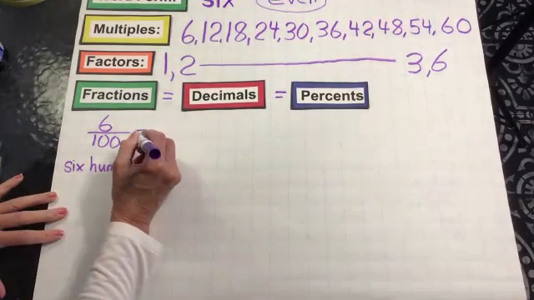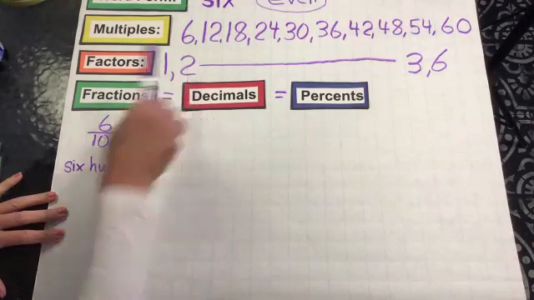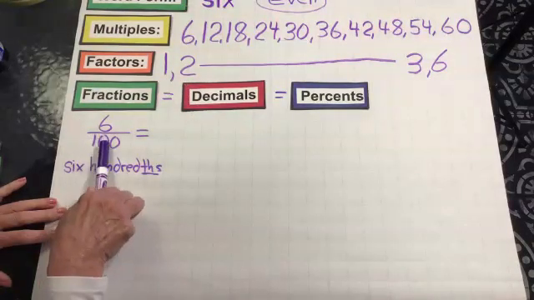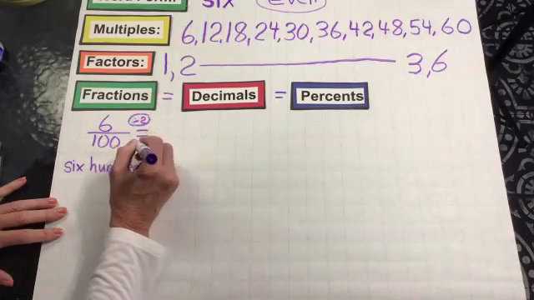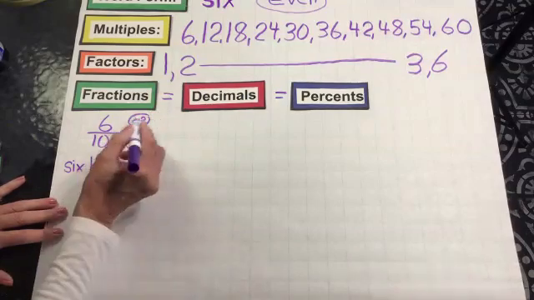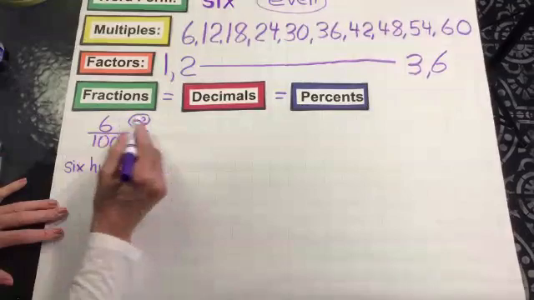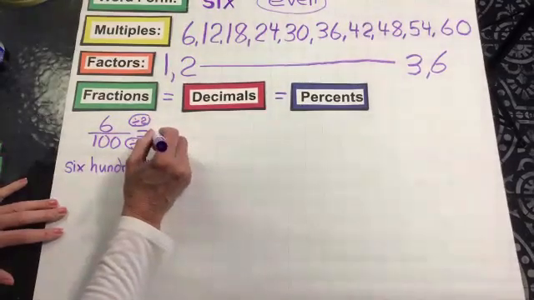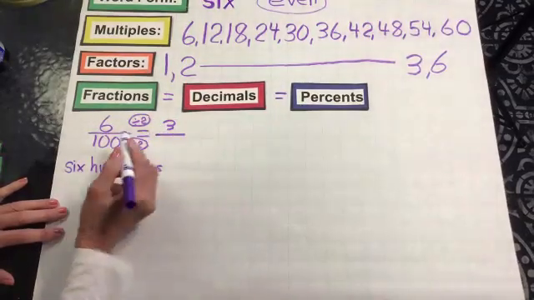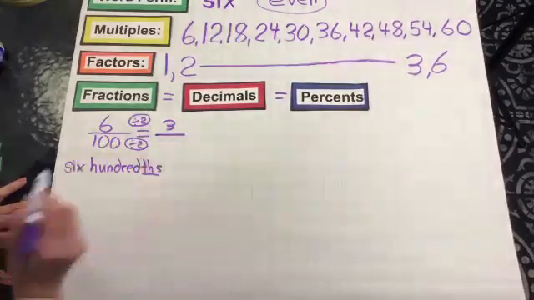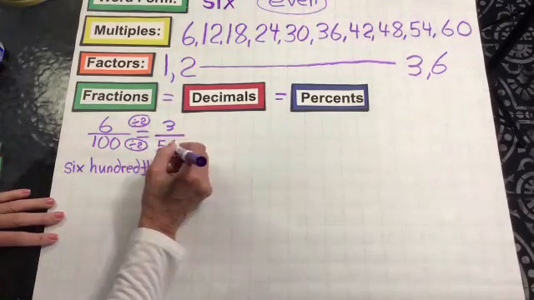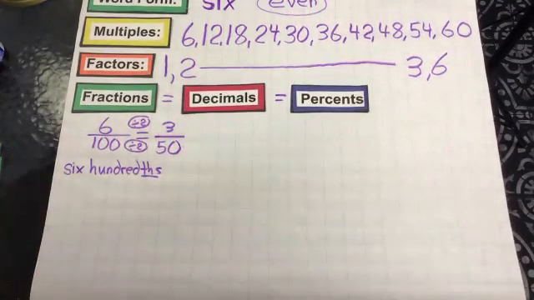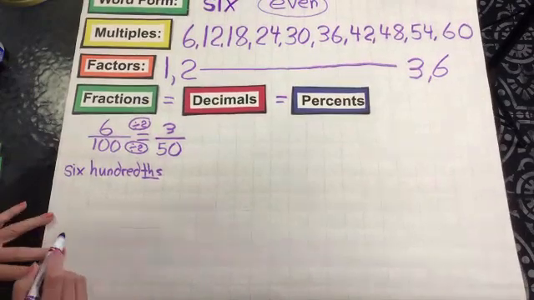Now we look at this and we see the 2 is a factor of 6. Well, 2 is also a factor of 100. So we're going to divide both of these by 2 to get an equivalent fraction. So divide by 2, divide by 2. So 6 divided by 2. Well, what times 2 equals 6? That would be 3. So if we divide 6 by 2, we get 3. If we divide 100 by 2, 2 50s make 100, right? So our equivalent fraction will be 3 50ths.